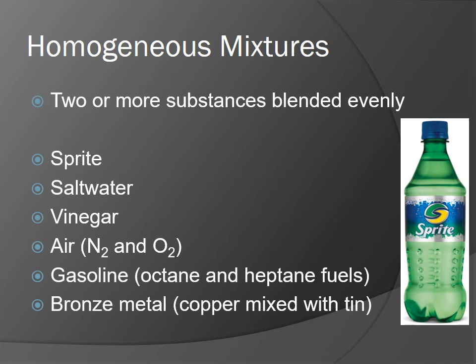And a solid homogeneous mixture would be like bronze metal. Bronze is not an element. Bronze is actually a made metal where we take copper, which is an element, and mix it with tin, which is also an element, but we just mix them together. We melt them, we put them together in the same container, we swirl them around to mix them evenly, and then we cool it down, let it solidify, and then voila, we've got bronze.